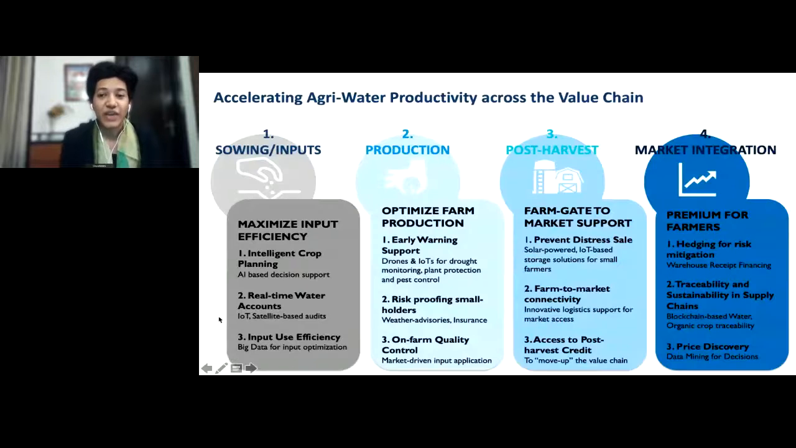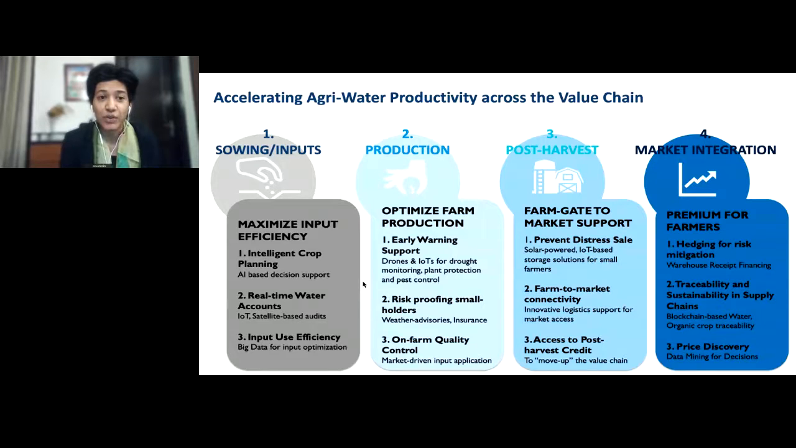So with respect to agriculture, we've actually mapped the opportunity space, which mirrors the farm-to-fork structure of the agri-value chain. So we're looking at solutions across 4 different stages. The first is at the input stage, where, for example, there are opportunities for crop planning through artificial intelligence decision support systems, as well as on input use efficiency through big data. Then the second step is at the production stage, where we're looking at, for example, early warning systems to protect against climate change, for pest management, and also reducing financial risks for farmers.